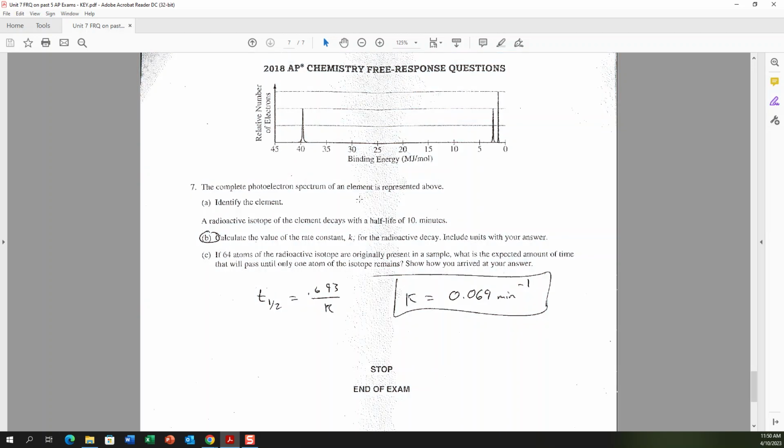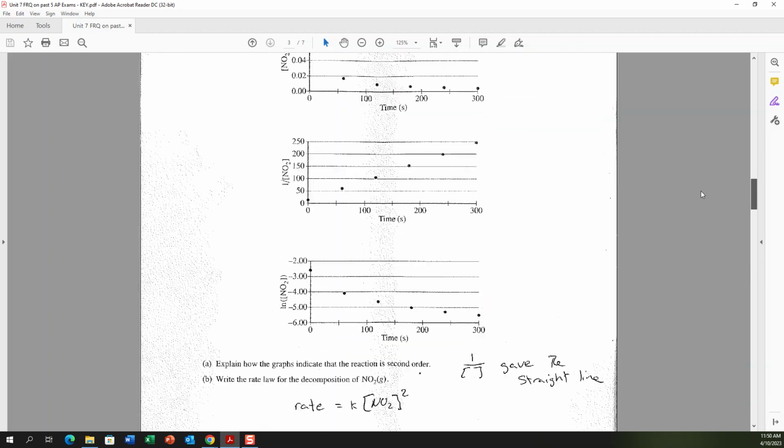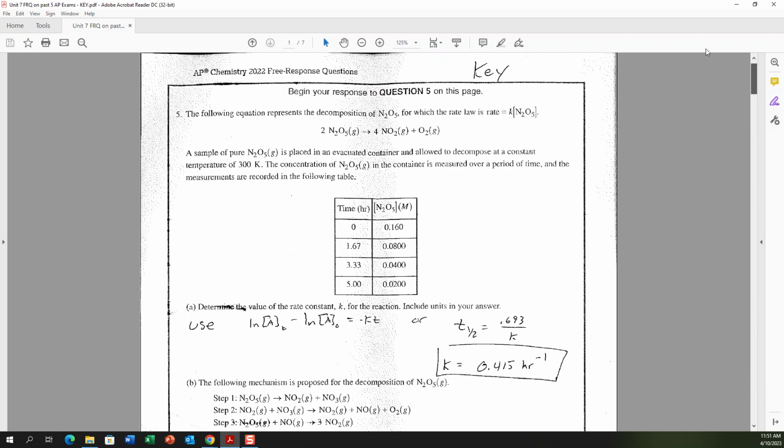And again, those are the kinds of questions that you see on the free response portion of the exam involving kinetics. So not too difficult. Kinetics, unit 7, might be one or two multiple choice questions, and maybe 3 to 4 total points on the free response. So definitely something you want to know.